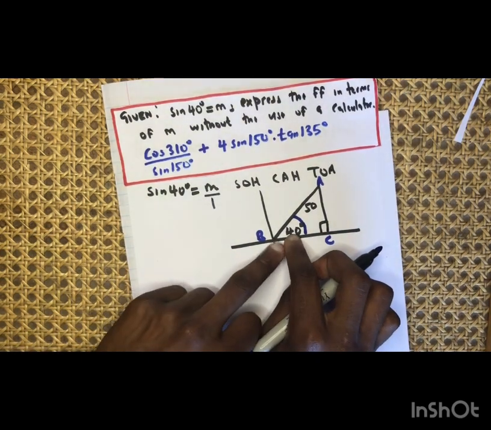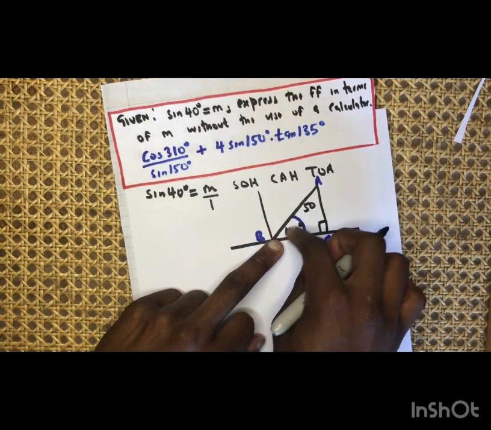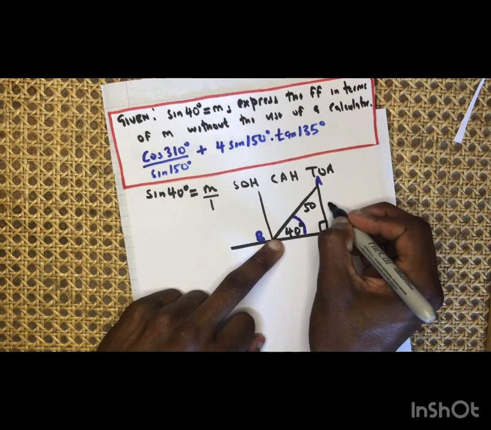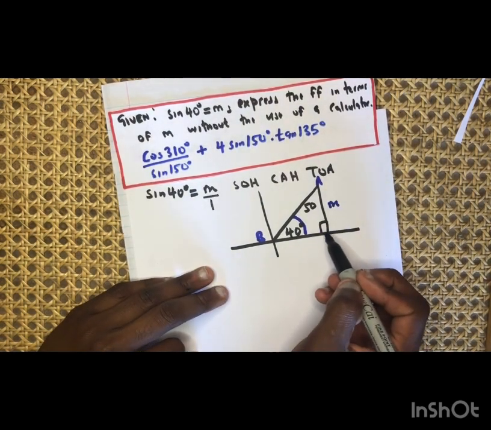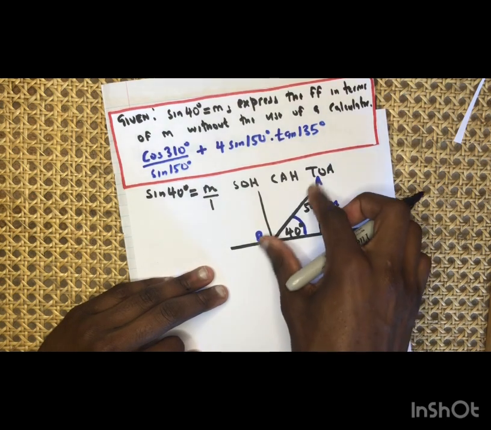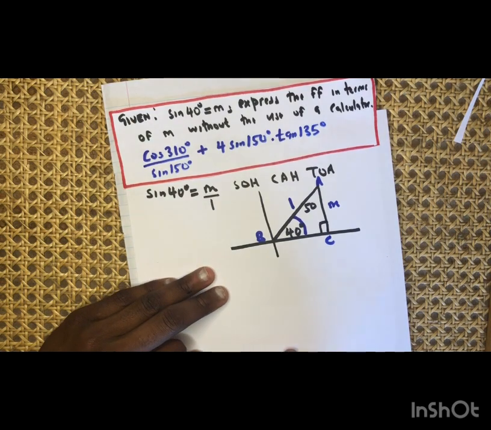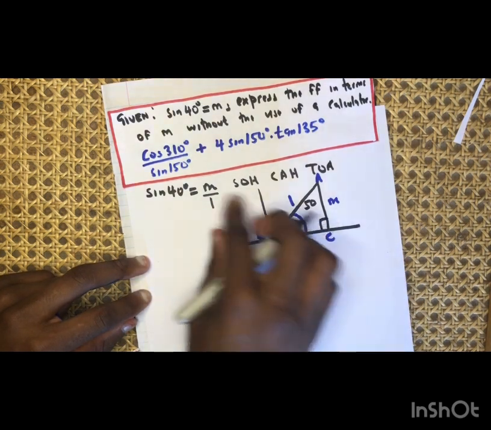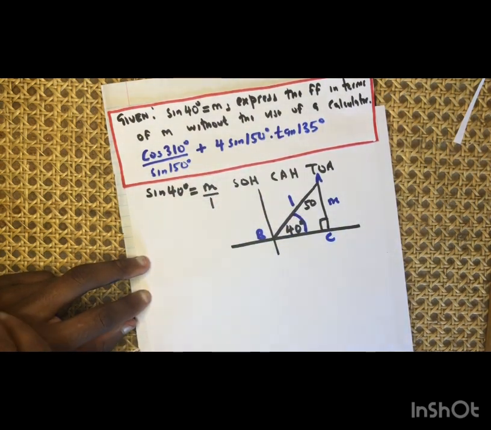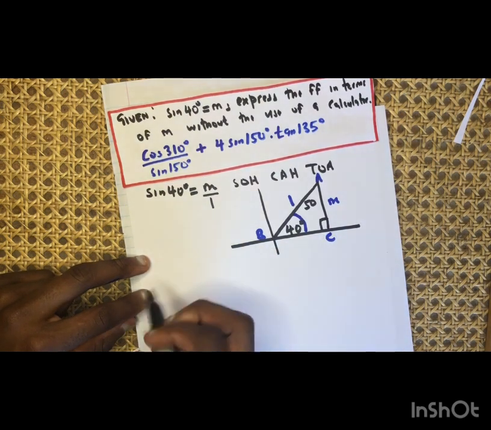Since 40 is our reference angle, the opposite side of 40 degrees is AC. So I'm going to put m here. Then your hypotenuse is always the side that is opposite to 90 degrees. In this case, it's going to be BA. So you need to find BC using Pythagoras theorem. Hence, I was saying you must remember your Pythagoras theorem when you are dealing with trig values represented by letters. So I'm going to calculate BC using Pythagoras.